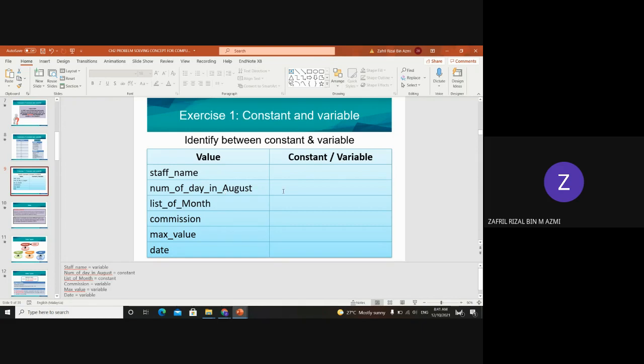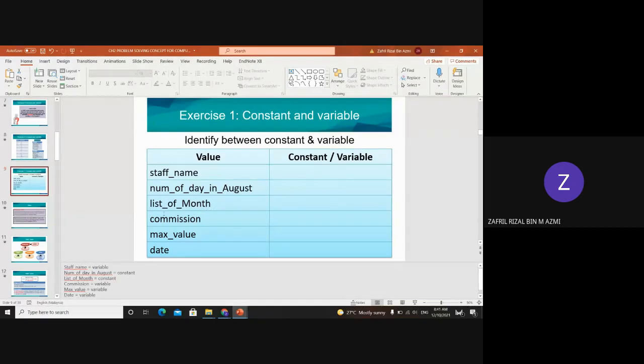Why is it constant, guys? Fixed to 31 days. Can I make it a variable? Is there any situation that I can make the number of days in August a normal variable? Can or not? Cannot, right? So there is no situation where I can make it a normal variable, so it is a constant. List of months.